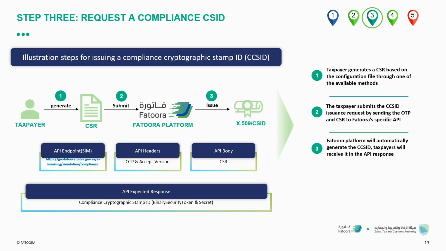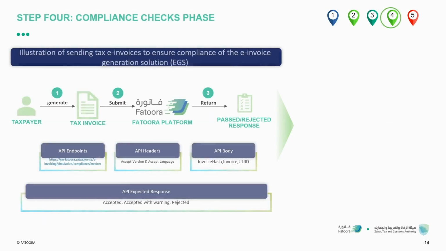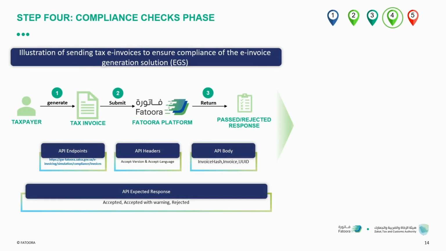After obtaining the compliance CSID, it's time to perform the compliance checks for the solution. In this phase, Zatka needs to ensure that the taxpayer's device can send valid invoices before the live integration. During this phase, submissions are being sent for compliance assurance purposes, and as a result, the invoices submitted will not be considered as real invoice submissions. Taxpayers can submit dummy invoices as long as they comply with the standards and regulations.